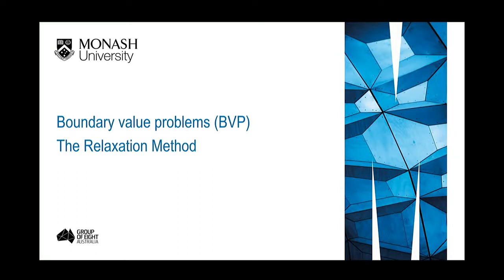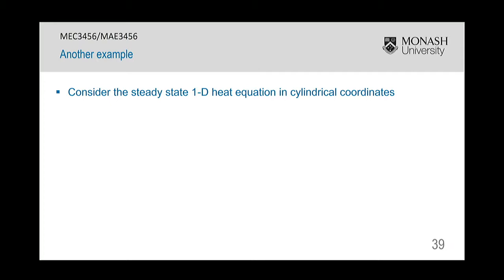Let's have a look at a different method for solving boundary value problems known as the relaxation method. We're going to again illustrate this using an example, and so we're going to consider the steady state one-dimensional heat equation in cylindrical coordinates. That equation looks like 1 on r d by dr of r dT/dr is equal to 0. And if we expand that term in the brackets out, we just end up with d squared T/dr squared plus 1 on r dT/dr is equal to 0.